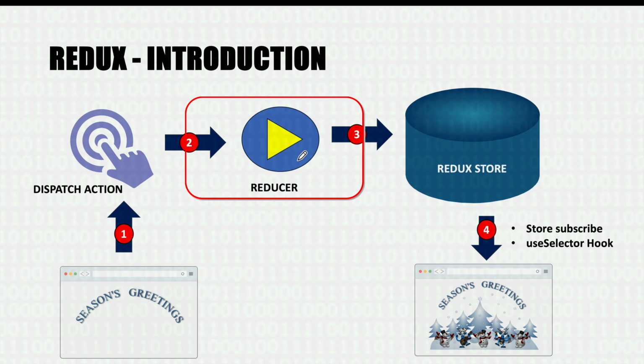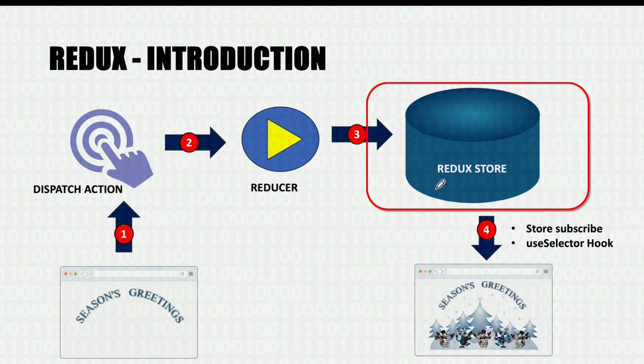So reducers are functions that take the current state and action as arguments and return the new state of the application. So they are primarily responsible for the state management logic. And state is basically stored in the Redux store. This represents the entire state of your application.